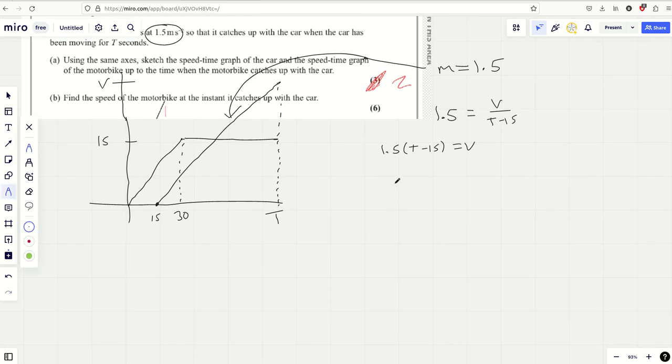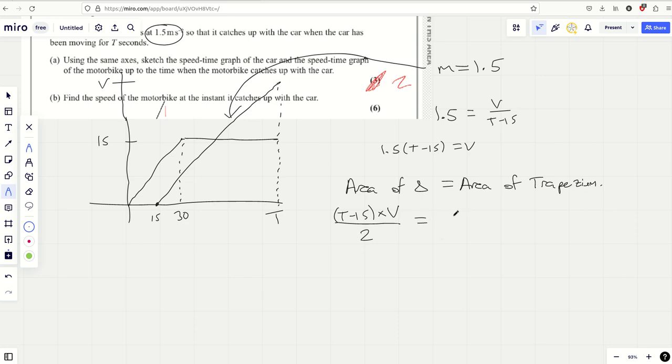Okay, so what I'm going to do is find the area of the triangle. The area of the triangle should be equal to the area of the trapezium. Can I write that down first? Area of triangle equals area of trapezium. Okay, how do we work out the area of a triangle? It's going to be t minus 15 times the height, which is v, and then I'm going to divide it by 2.